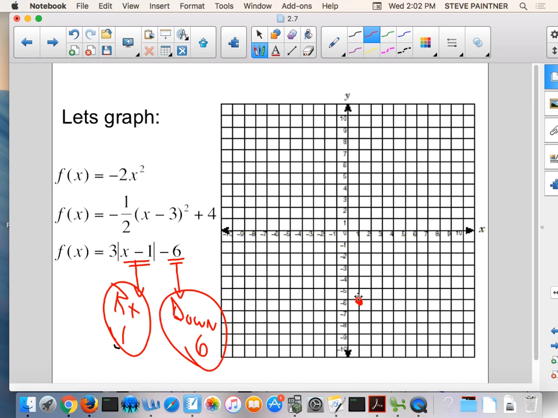But all your y values get how much greater? 3 times greater. So over 1, up 3. Over 2, up 6. Yeah, it's right on the x-axis. Over 3, up 9. See it? And then I would just mirror it, and here we go.